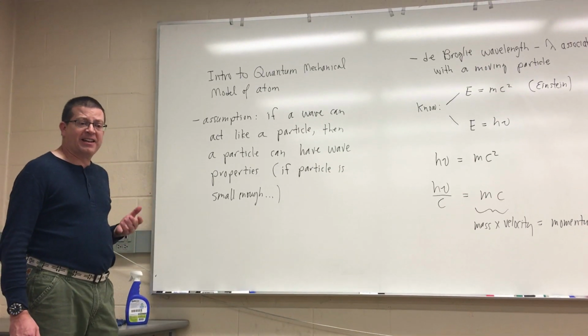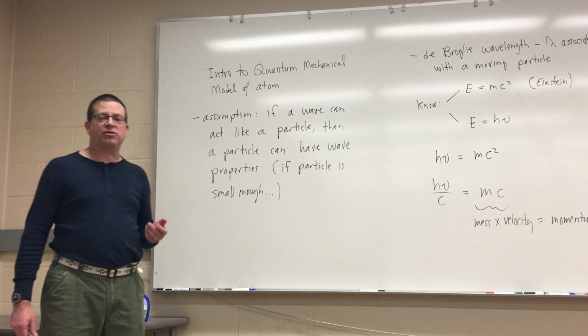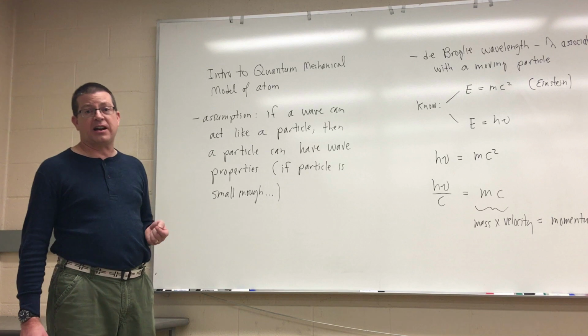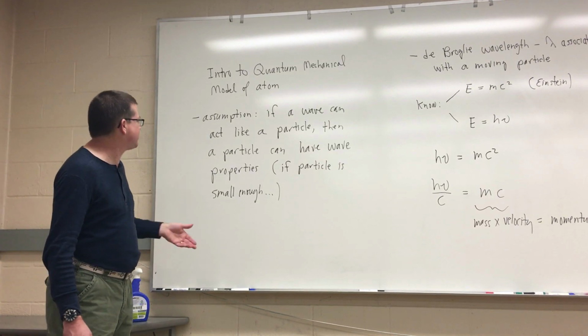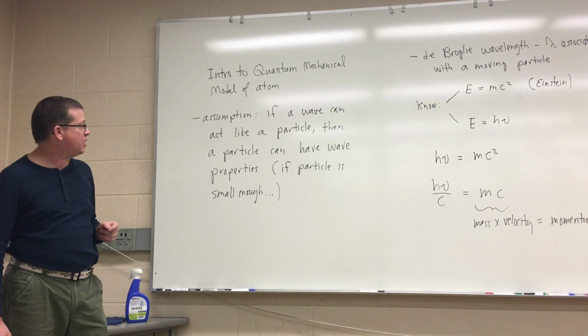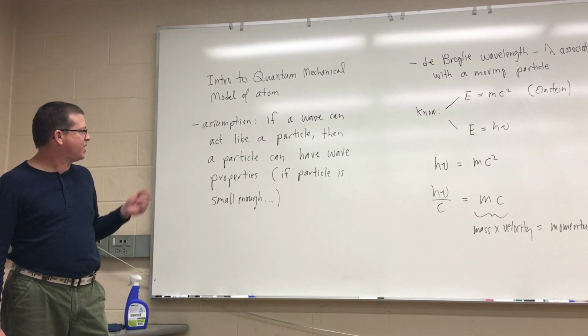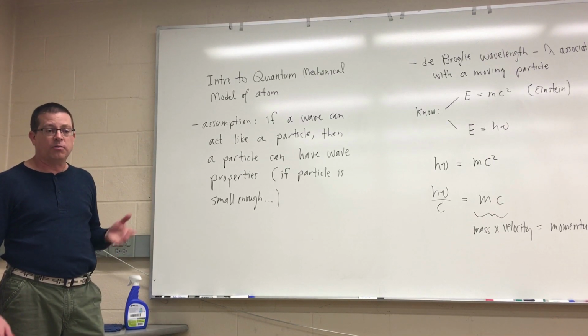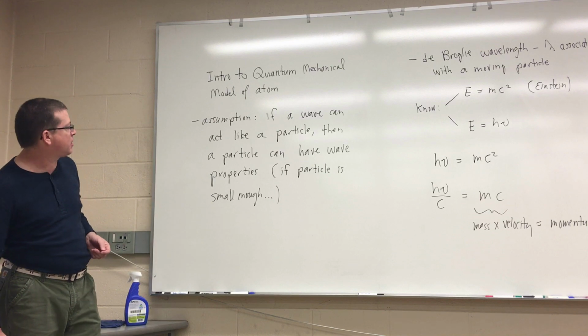One of the basic tenets of this new model is that we have to assume that the electron, which is a tiny particle, is going to have wave-like properties. So it kind of makes sense. If we take a look at our assumption here, we said that if we're talking about a photon, a wave can actually act like a particle. That's the particle model for light. That's the photon model of light.